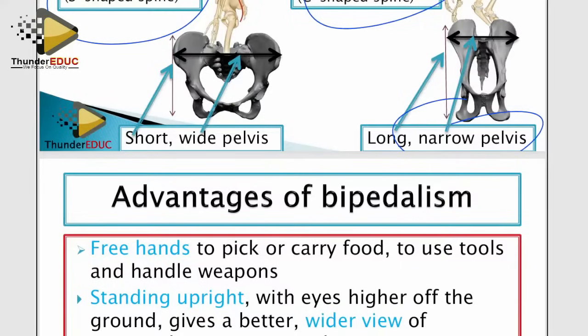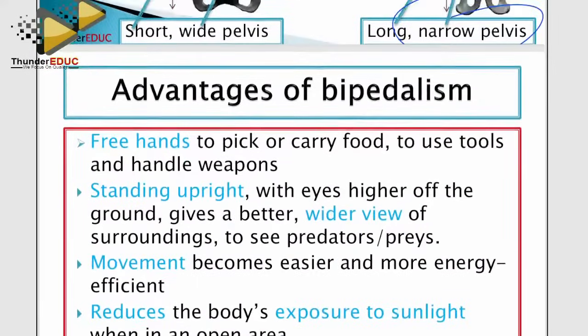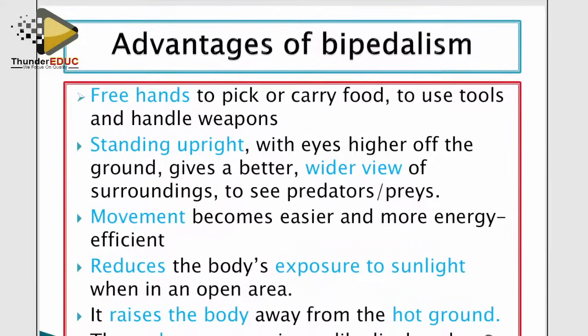What are the advantages of bipedalism? Don't go to the book, check yourself. The person who is invigilating you, when he's standing, he can see at the back and in front. You can see far. That's one example. Standing upright helps you to see a wide field of view. Is that difficult, guys? No.